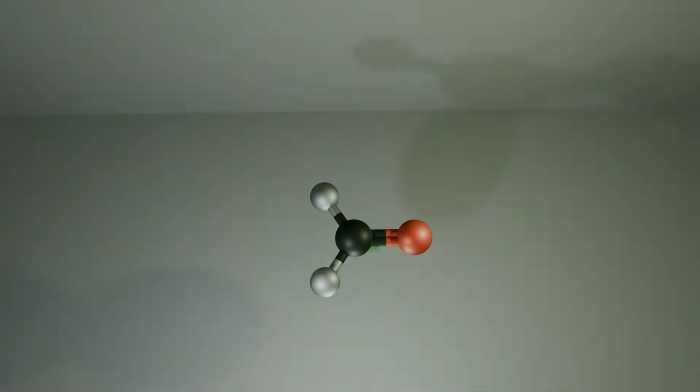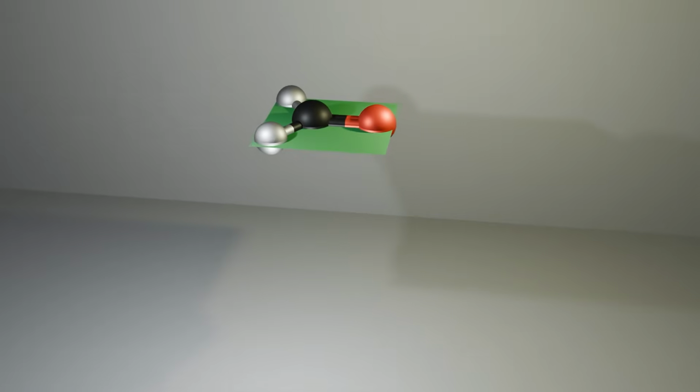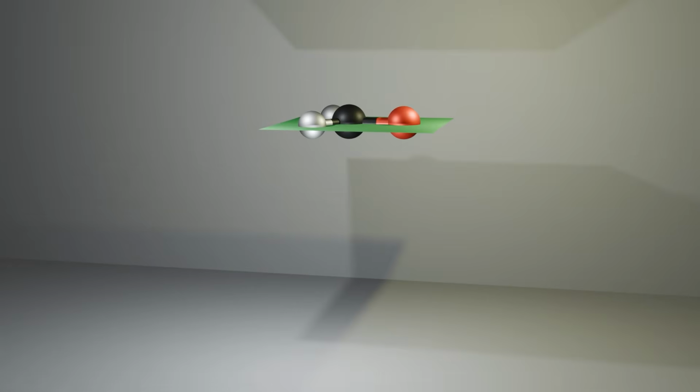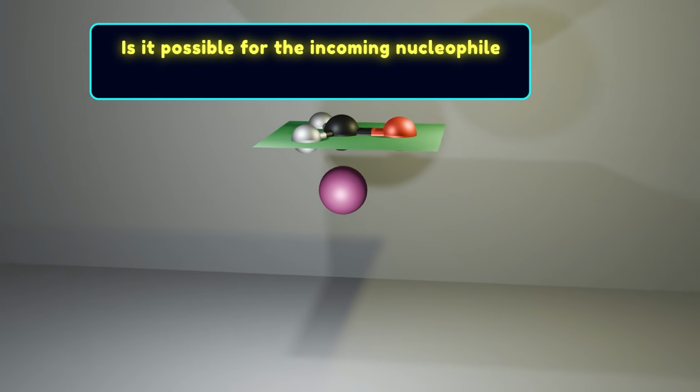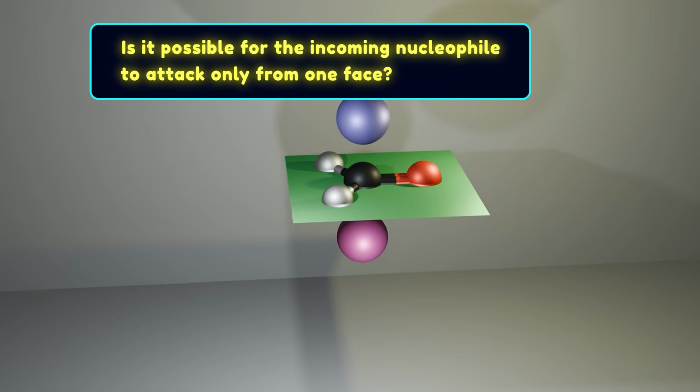This is the carbonyl group. As you see, it has a planar structure. Looking from this angle shows that the nucleophile can approach from above or below the plane of the carbon-oxygen double bond. Is it possible for the incoming nucleophile to attack only from one face?